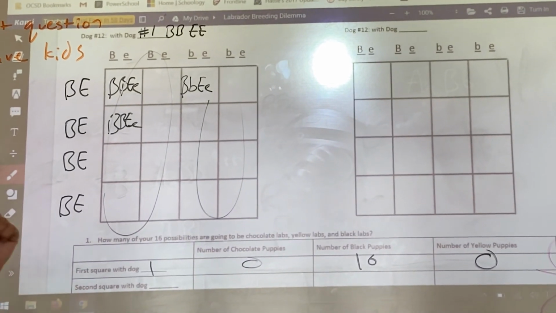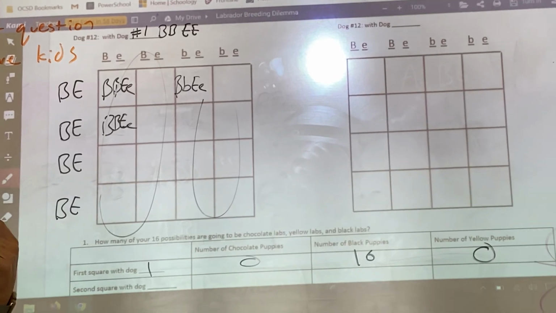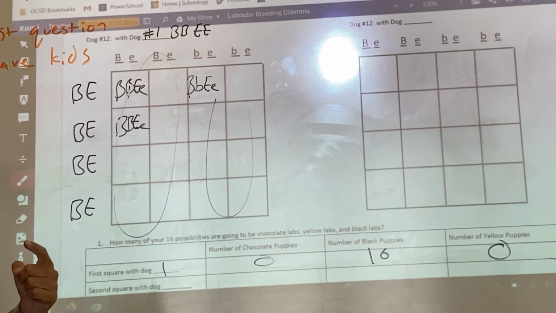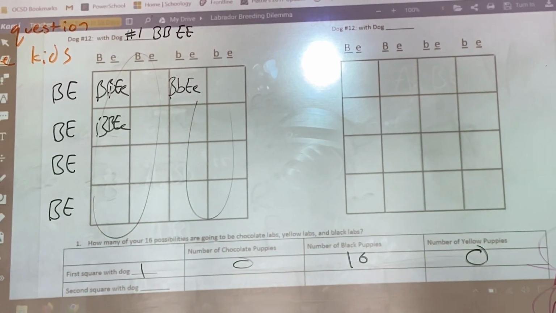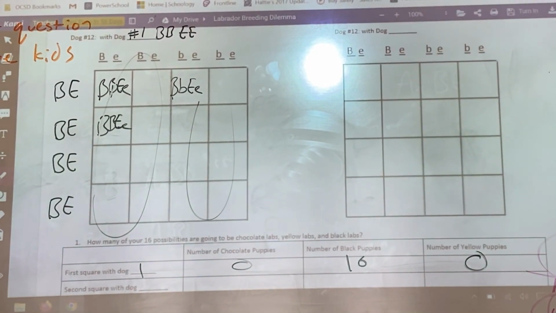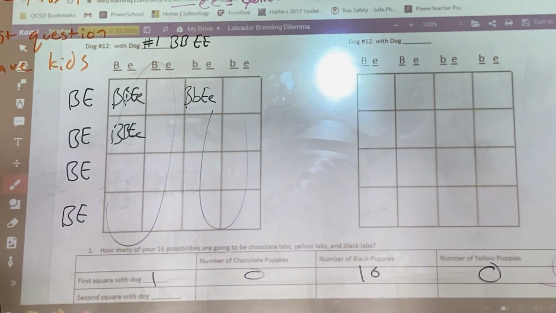You can pick dog number 12 again. Right? Because there's more than one person in this room with brown hair. It's not like that's the only dog on the planet with that DNA. Questions? All right, go.